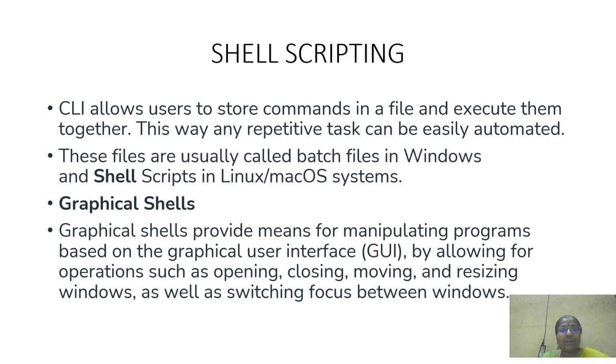This way any repetitive task can be easily automated. These files are usually called batch files in Windows and shell scripts in Linux or Mac OS systems. The graphical shells provide means for manipulating programs based on the graphical user interface, by allowing for operations such as opening, closing, moving and resizing windows, as well as switching focus between the windows.